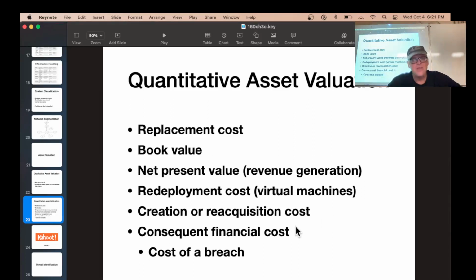And then there's consequent financial cost, which is the cost of a breach, which often is completely unrelated to the direct monetary value of the data, like your customers' credit card numbers. When you lose those, then you have regulatory fines and reputation damage, and your stock falls and all that. And that's all the consequent financial cost of a breach, which is not directly related at all to the direct value of the objects you lose.